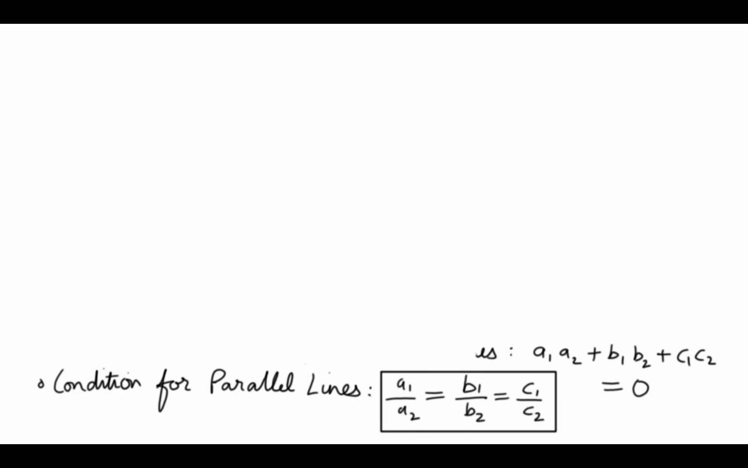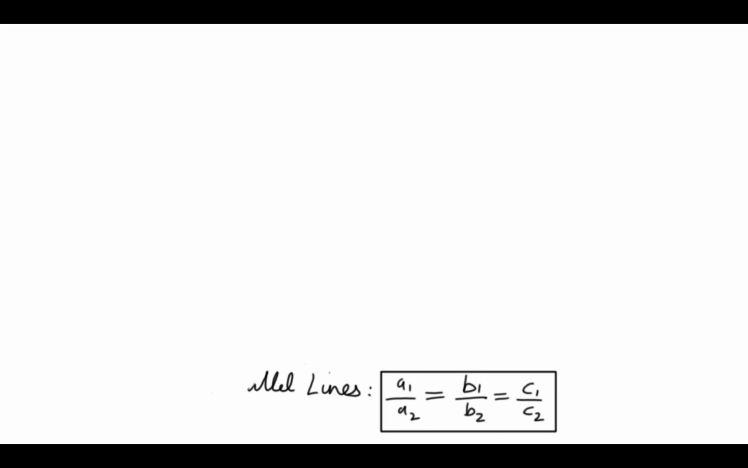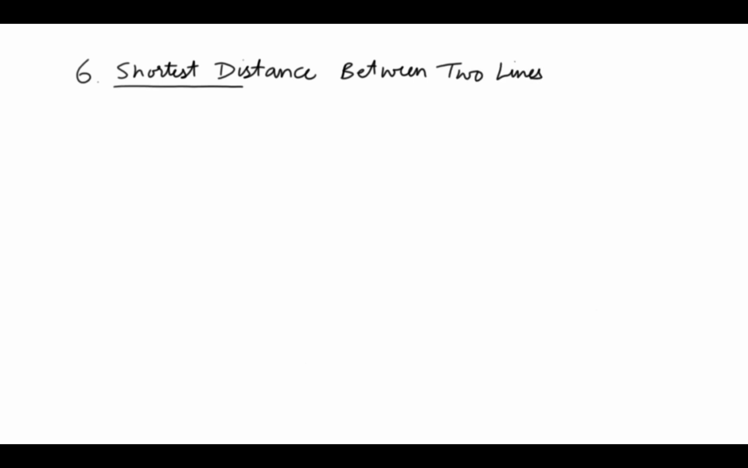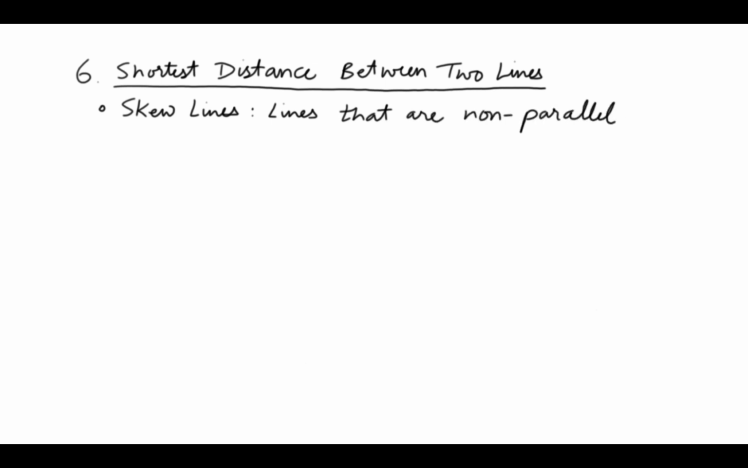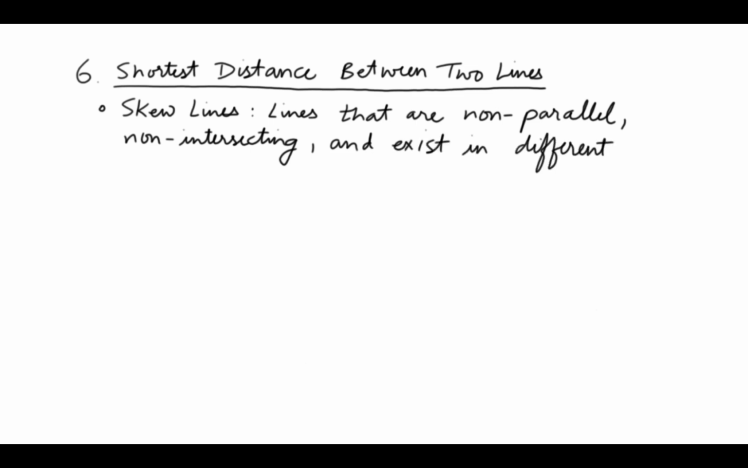Next is the shortest distance between two lines. So in a 2D plane, lines must eventually cross unless they run parallel. In 3D space, however, we can have lines that cross completely over or under each other without ever touching. They are called skew lines.